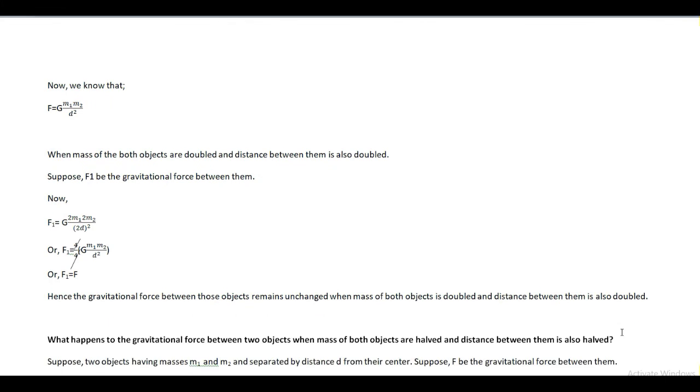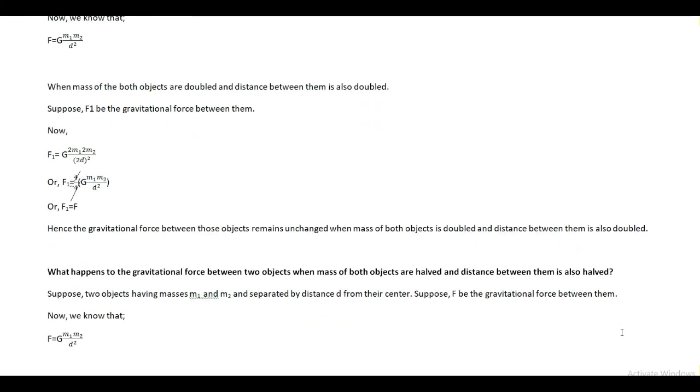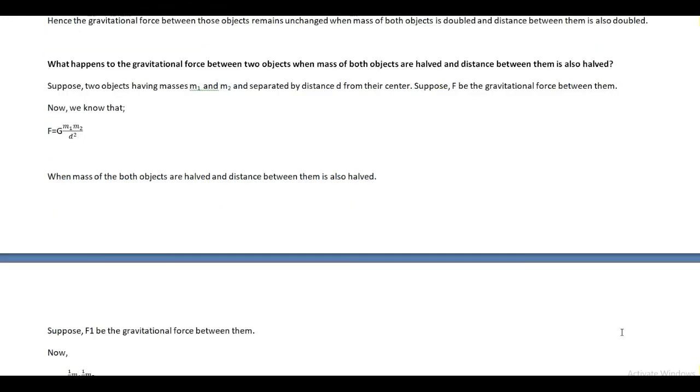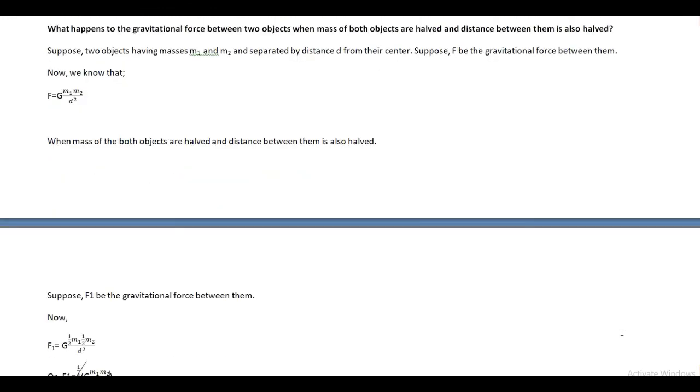Now let's see another analytical question, and the question is like this: what happens to the gravitational force between two objects when mass of both objects are halved and distance between them is also halved? It is also similar to the previous question, but in the previous question both are doubled, but here both mass and distance are halved. Now what will happen?